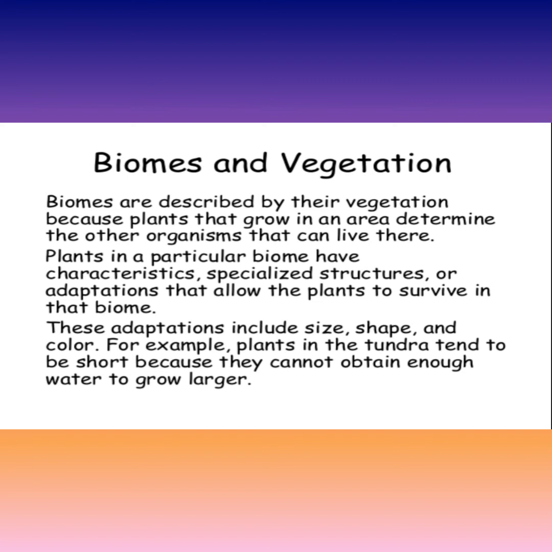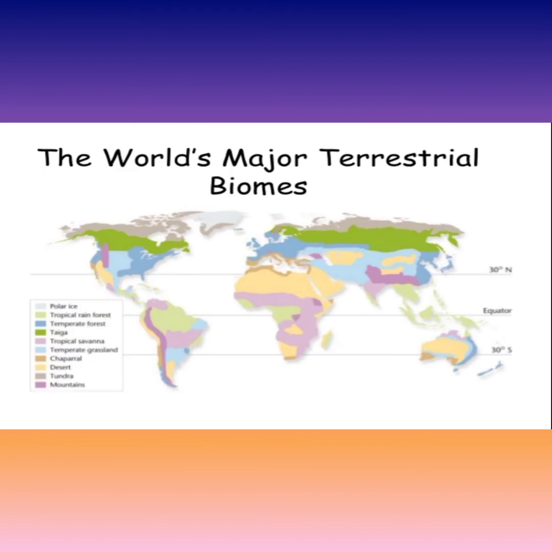Plants that grow in that area determine the other organisms that can live there. Plants in a particular biome have characteristic specialized structural adaptations that allow the plant to survive in that biome. These adaptations include size, shape, and color. For example, plants of the tundra tend to be short because they cannot obtain enough water to grow larger. World's major terrestrial biomes.